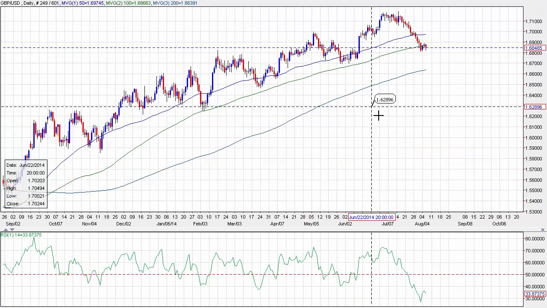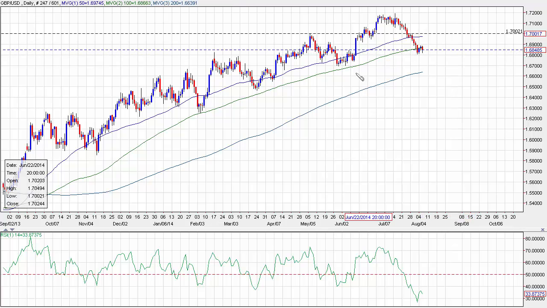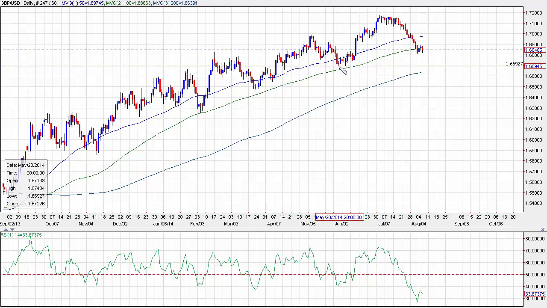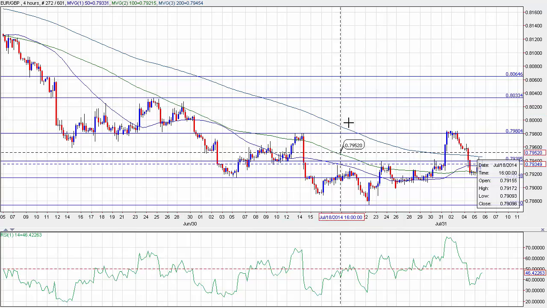Then looking at the daily chart, if we break below these current lows, the next key support will be in the 1.6690 to 1.67 area, which are the lows in May and June. The euro-pound pair has been consolidating since July in what looks like a rounded bottom attempt.